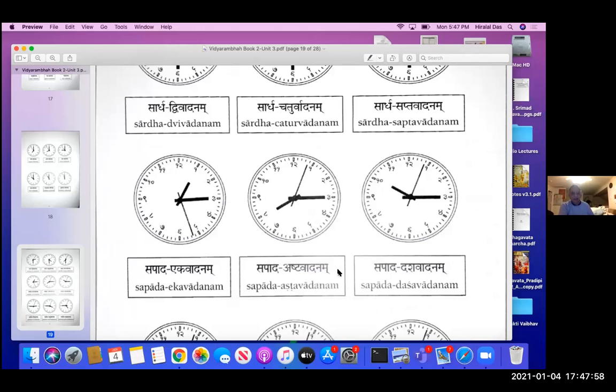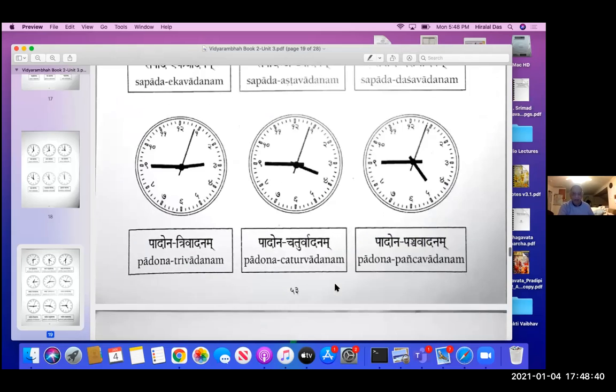Then Sapad. Sapad Ekvadanam is after 1:15, right? So you say Sapad Ekvadanam. So at 3, the long hand is at 3 when you have to say Sapad. Okay, 15 minutes. Pad is actually 1/4. So 1/4, 1/2, and 3/4, like that. So Pad is 1/4 portion. The whole clock is like 360 degrees. So this is 1/4, this is half, this is 3/4, like that. So this is Sapad.